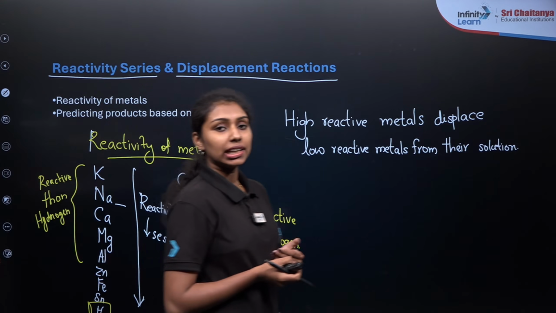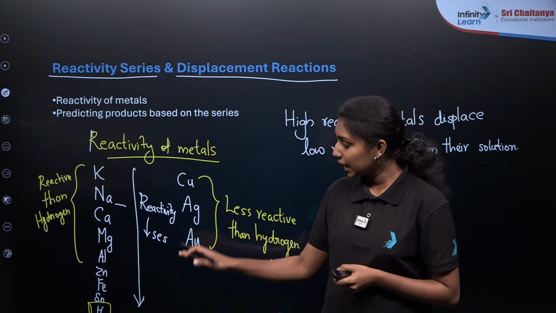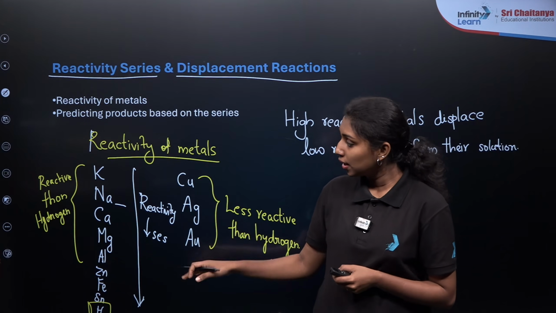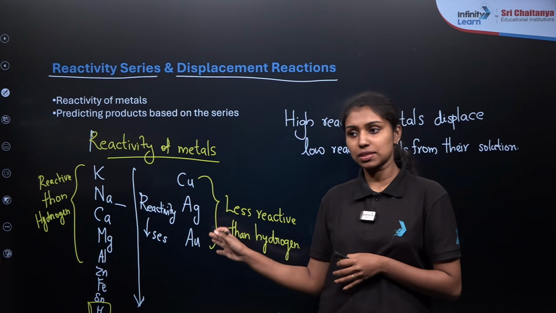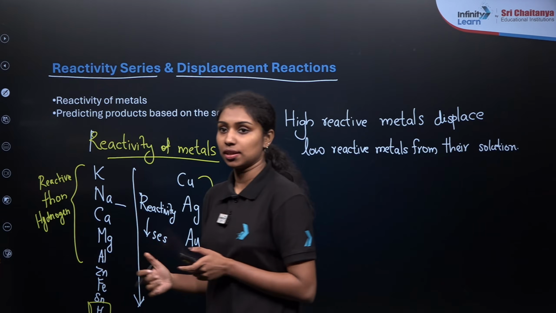So these are about the reactivity series of the metals. Highly reactive metals can easily displace the low reactive metals from their solution, and we will be discussing the same in the chapter of acid, base and salt, as well as the metals and non-metals.